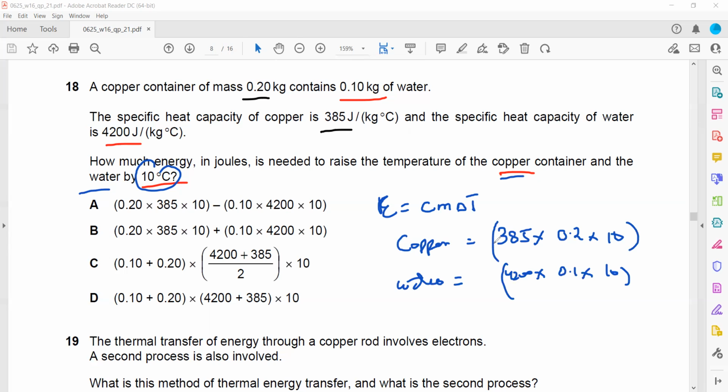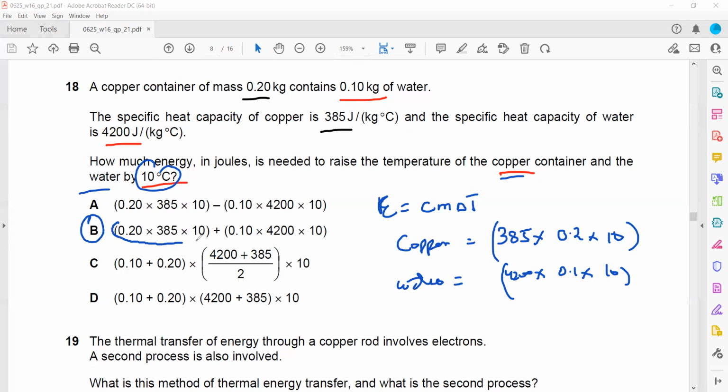So we will add them: 385 into 0.2 into 10, plus 4200 into 0.1 into 10. Which option does it match? 0.2 into 385 into 10 plus 0.1 into 4200 into 10. So it matches option B.